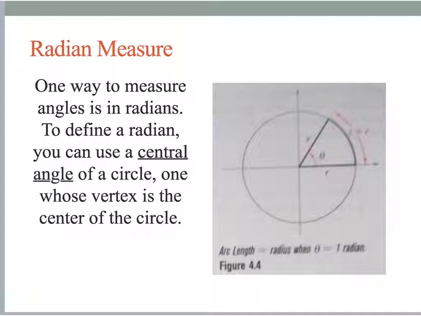So let's talk about radian measure. One way to measure angles is in radians. To define a radian, you can use a central angle of a circle, one whose vertex is at the center of the circle. If you look at the figure, we call our central angle theta, and theta represents 1 radian. The arc length is the radius. We know the radius is half the diameter. So for us, the radius is kind of like our initial and terminal side, except we actually know the true length.